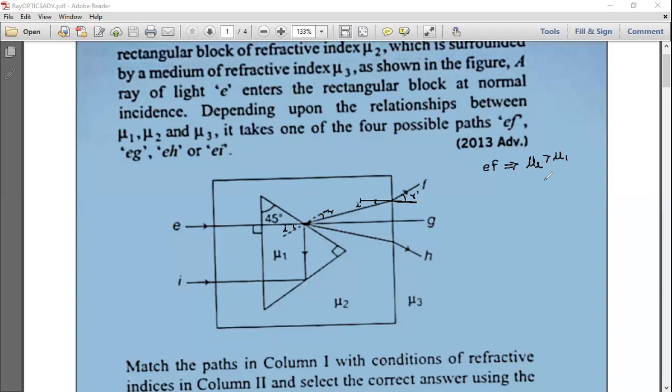And next, you see here, at this point the ray is going away from the normal, meaning when it is traveling from mu2 medium to mu3 medium, it is going away, meaning this is rarer. So what we can say, mu3 is less than mu2. Yes or no? Check it once, whatever I said. Is it right? Check it once.